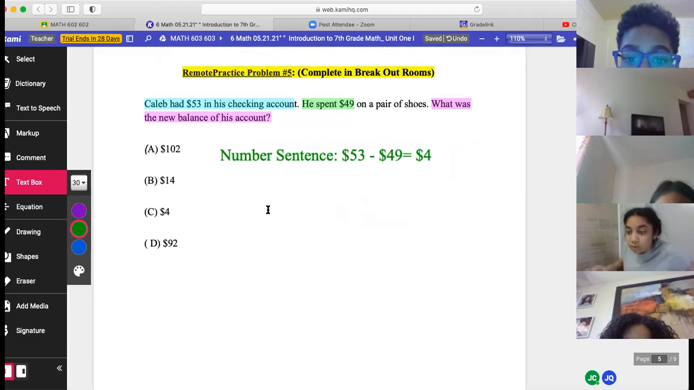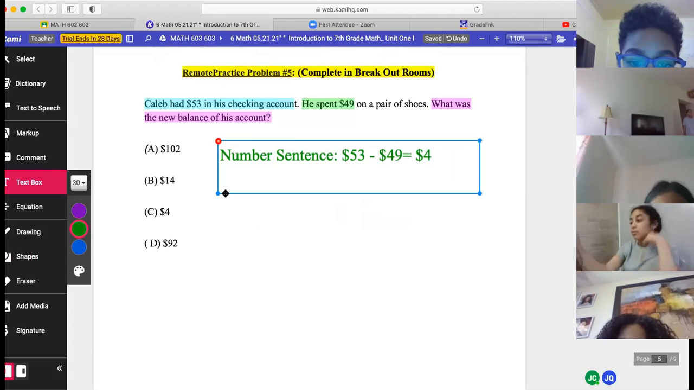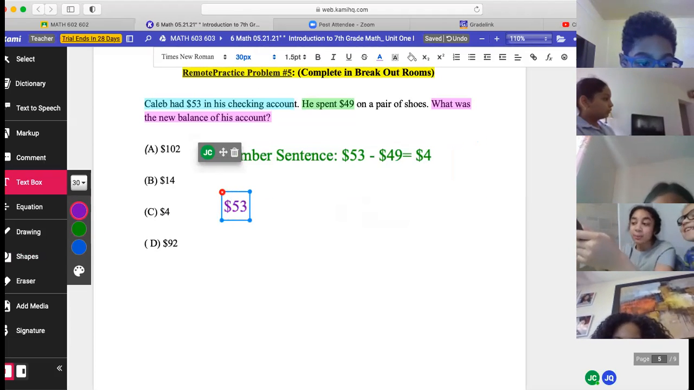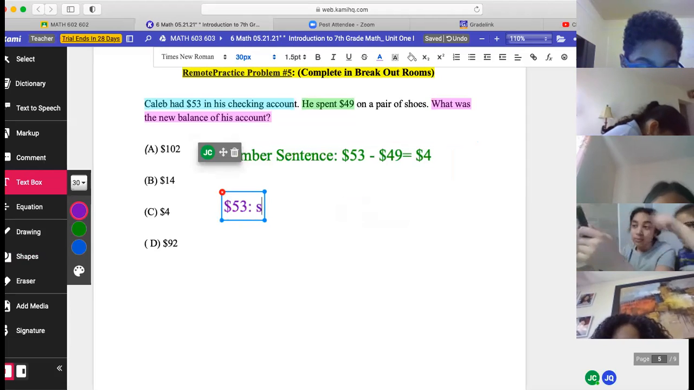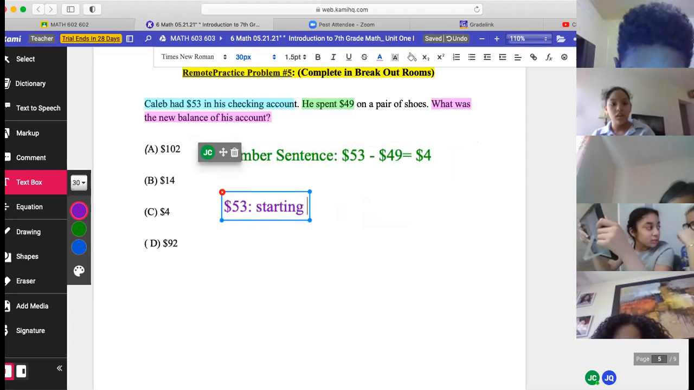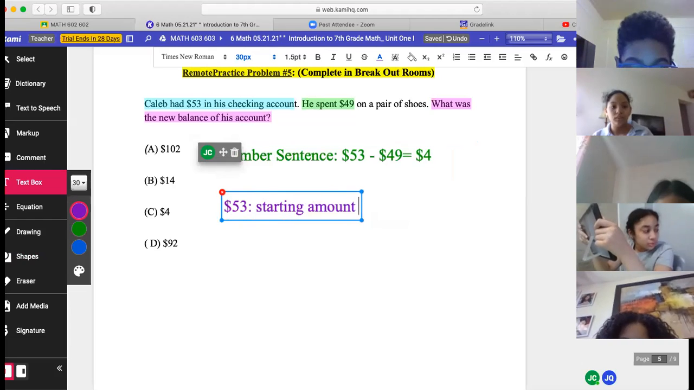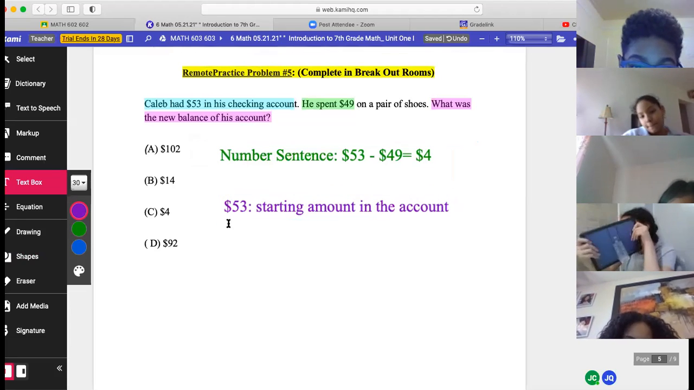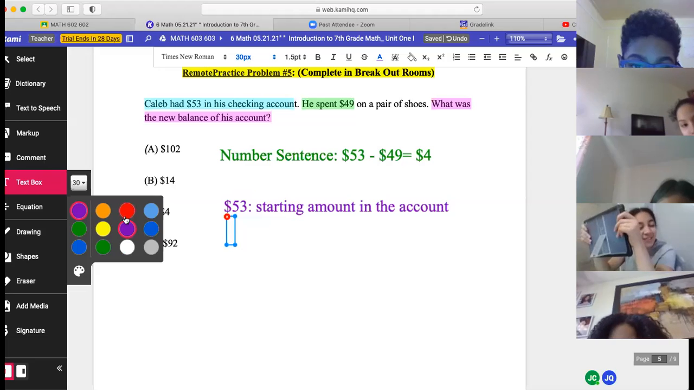Okay, so now there was some other information I posted in the video in my other classes. We need to identify what each part is, right? So talk to me about the $53. What does that represent? His starting what? Starting amount in the account. You need to all have these notes. What does the 49 represent, young lady?